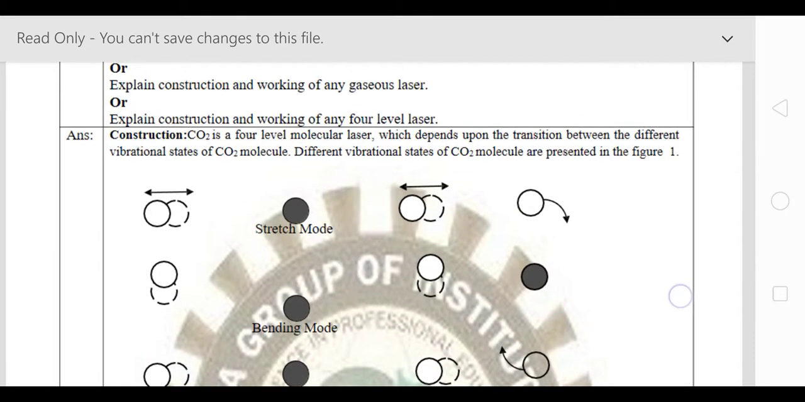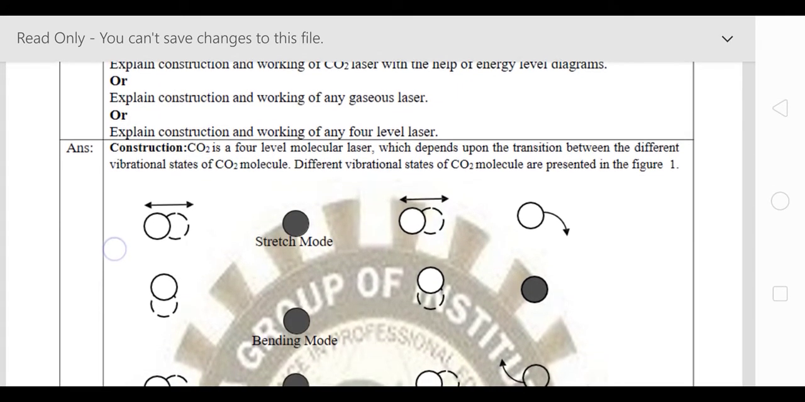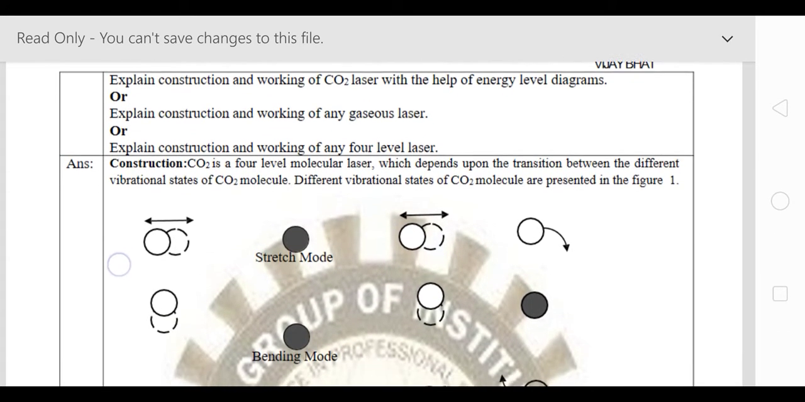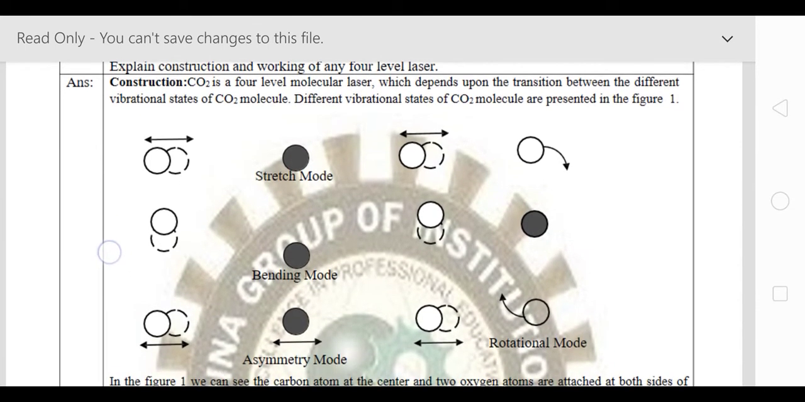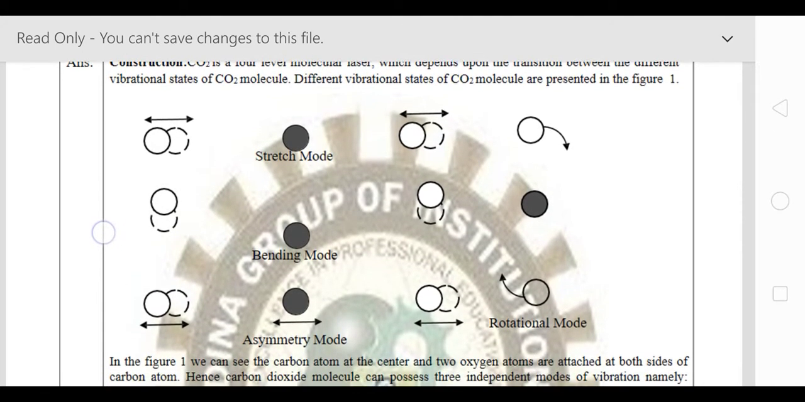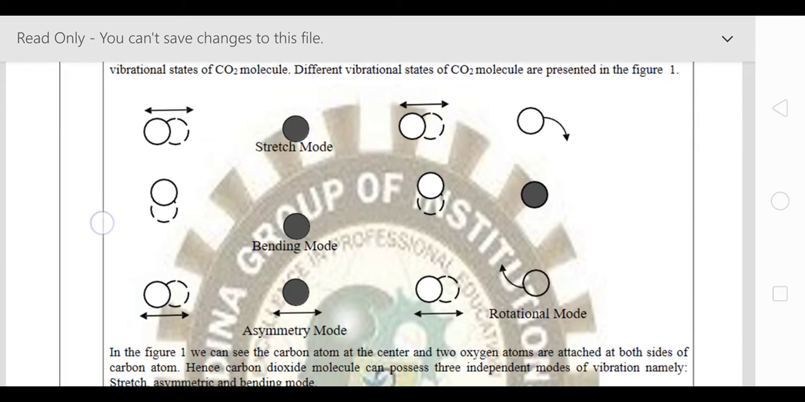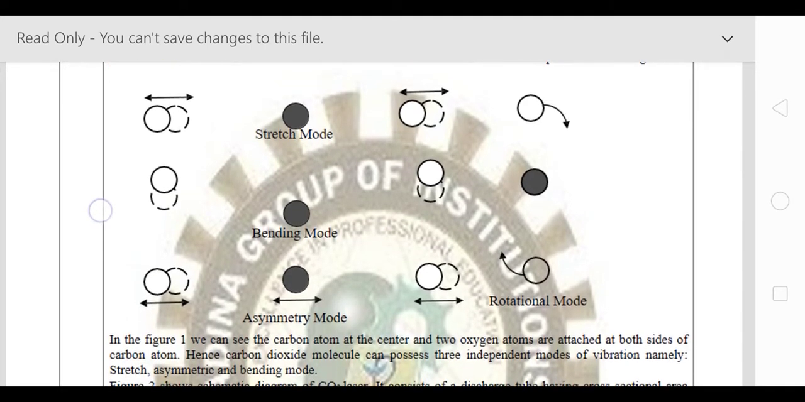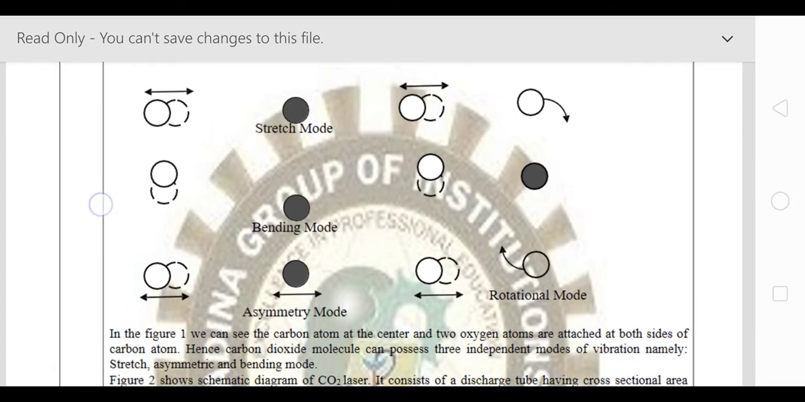Good morning, students. Today we are going to discuss the carbon dioxide laser according to its energy level diagram, and it is another gaseous laser. The carbon dioxide laser is based on the principle of a four level energy molecule system, and the laser transition occurs between the excited state and the ground state energy level.